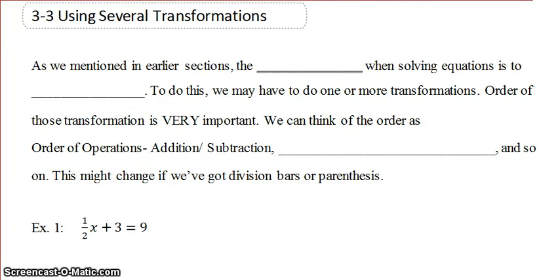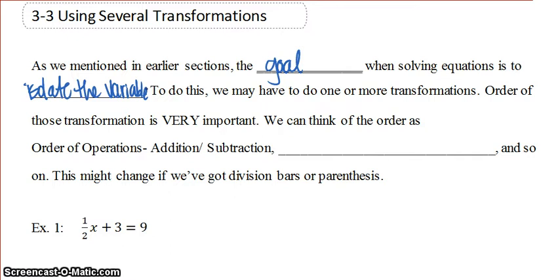So as we mentioned in earlier sections, the goal when solving equations is to isolate the variable. Now, I might not have actually used the word isolate. Isolate means get the variable by itself. Sometimes it's solve for x, because x is a lot of times the variable. Again, these all mean the same thing. Now, to do this, we may have to do one or more transformations. Order of those transformations is very important. You have to do it in a specific order most of the time, or you'll get it wrong.